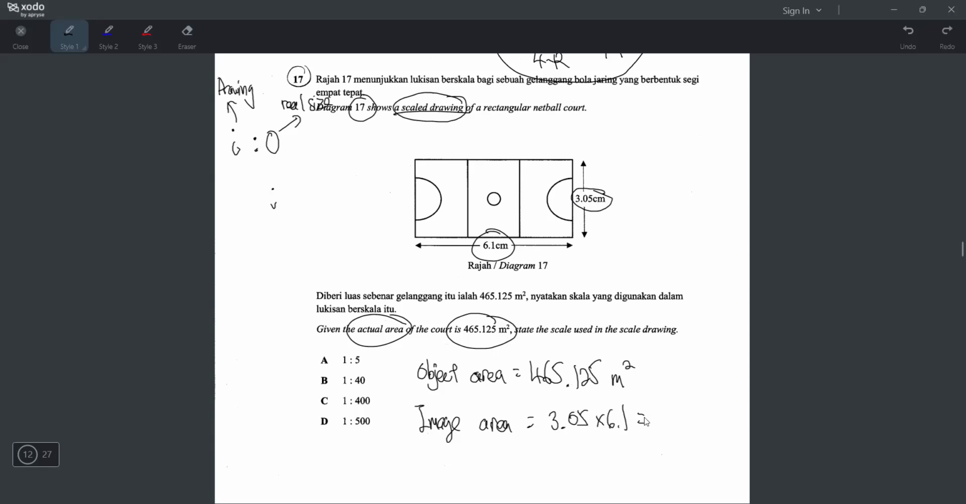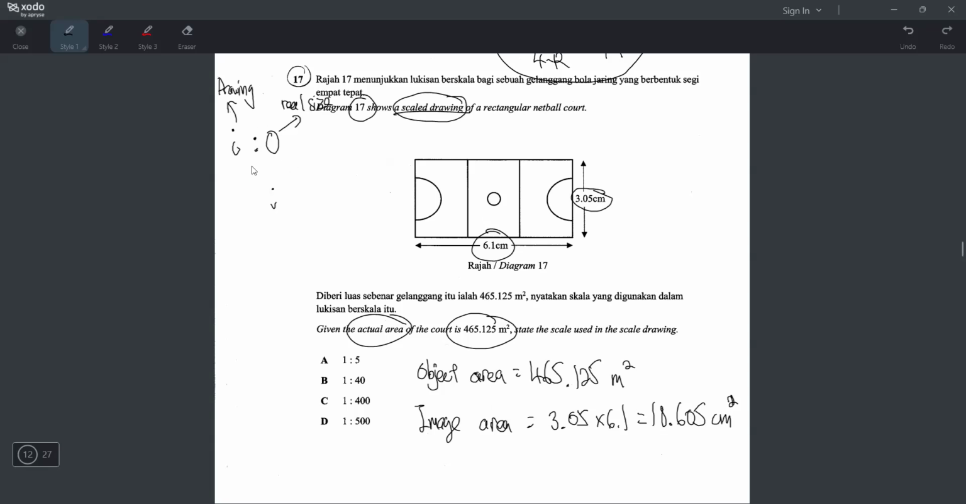Let's press calculator. See what they give us. My calculator gives me 18.605. That would be the area. But don't forget the unit, 18.605 cm square. So this is the image area. Right? Okay. Now you have your object area and image area.